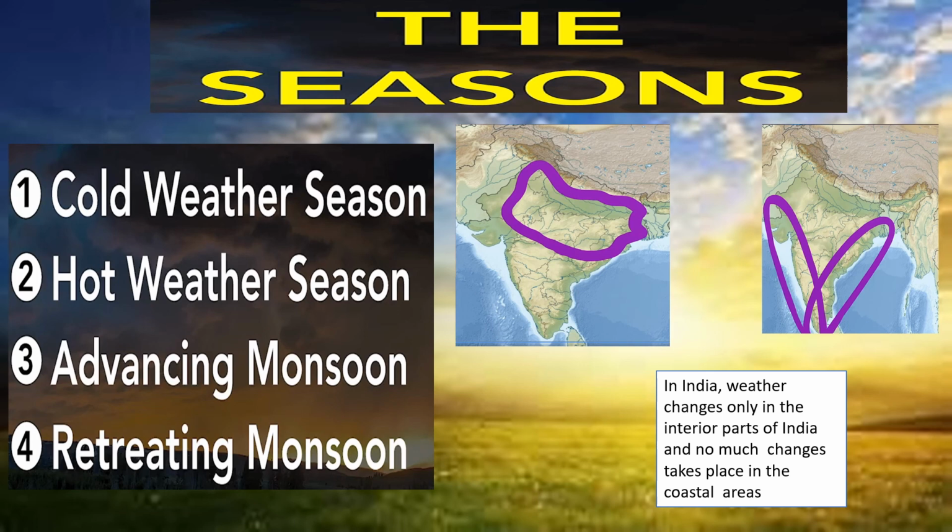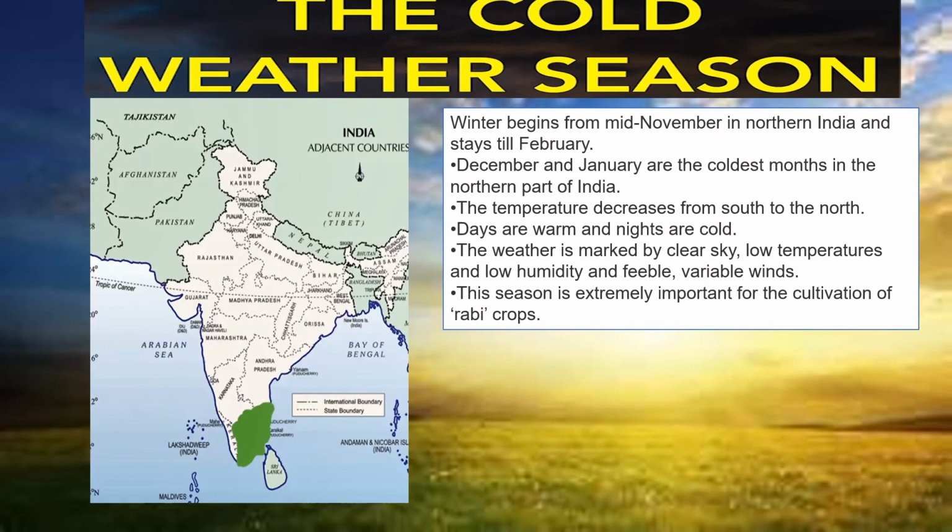India has 4 seasons. One is the cold season, hot weather season, or the summer season, advancing monsoon and retreating monsoon. Children, we have already discussed what is advancing monsoon and what is retreating monsoon. So I'm not going to speak about this anymore. So we will discuss here what is cold season or cold weather season and what is hot weather season. What is cold weather season? Cold weather or winter starts from the mid of November in North India and it continues till the month of February. December and January is considered to be the coldest month in India.